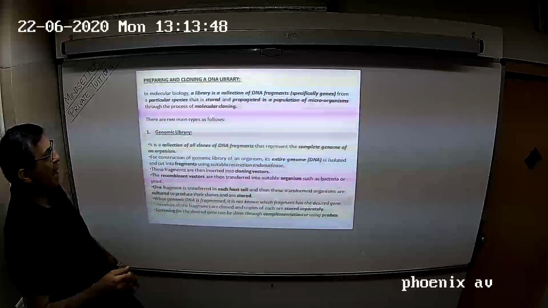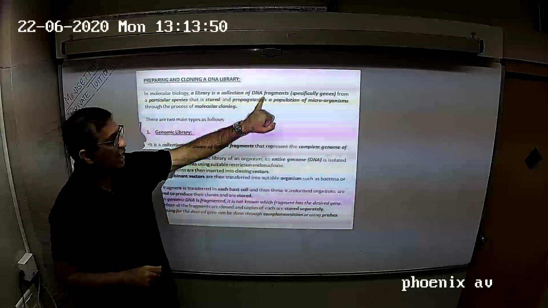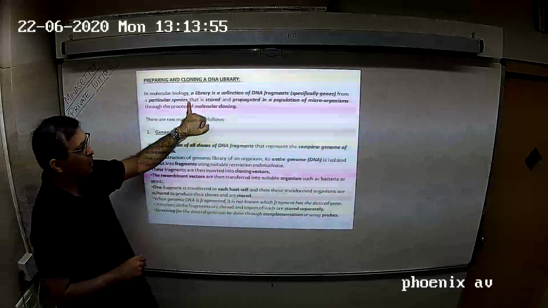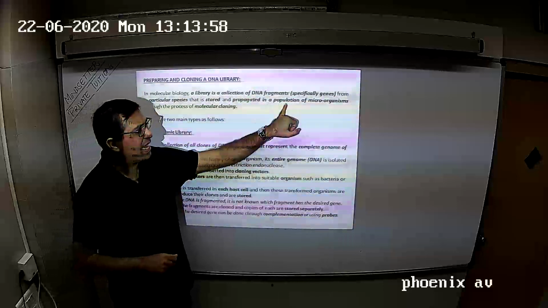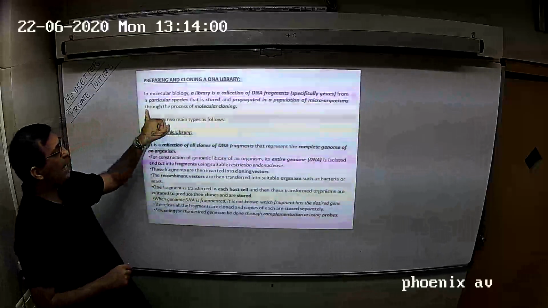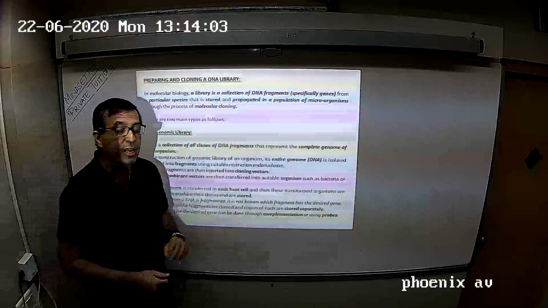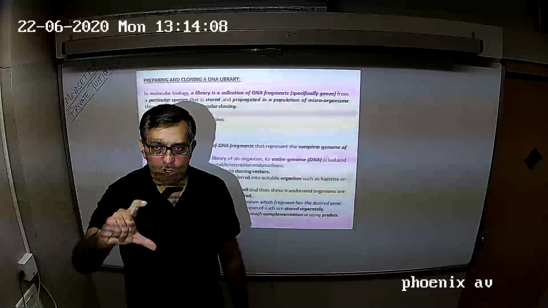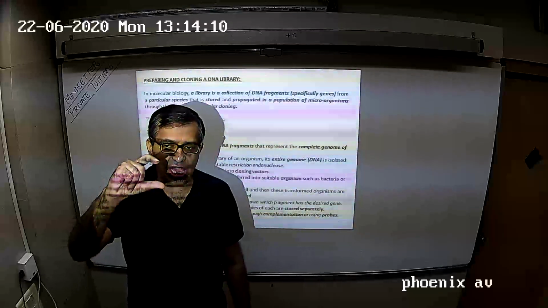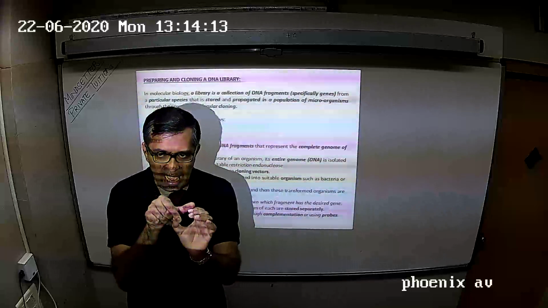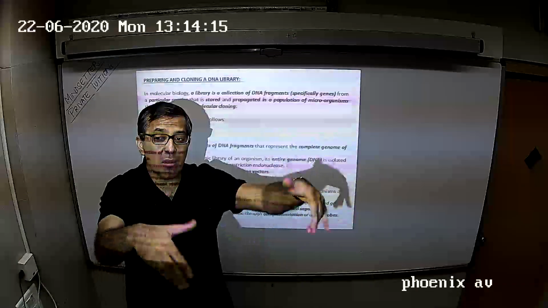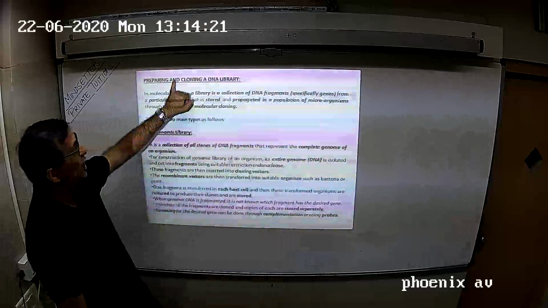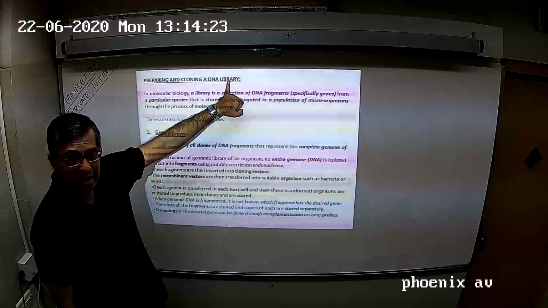So what is a DNA library? A library is a collection of DNA fragments, especially genes, from a particular species that is stored and propagated in a population of microorganisms through the process of molecular cloning. तो किसी भी एक ऑर्गेनिज्म के फ्रैगमेंट्स ऑफ डीएनए, टू बी मोर स्पेसिफिक जीन को प्लाज्मिड्स में डाल के उसे बैक्टीरिया के अंदर मल्टीप्लाई किया जाता है, which is called as making a gene library or a DNA library.